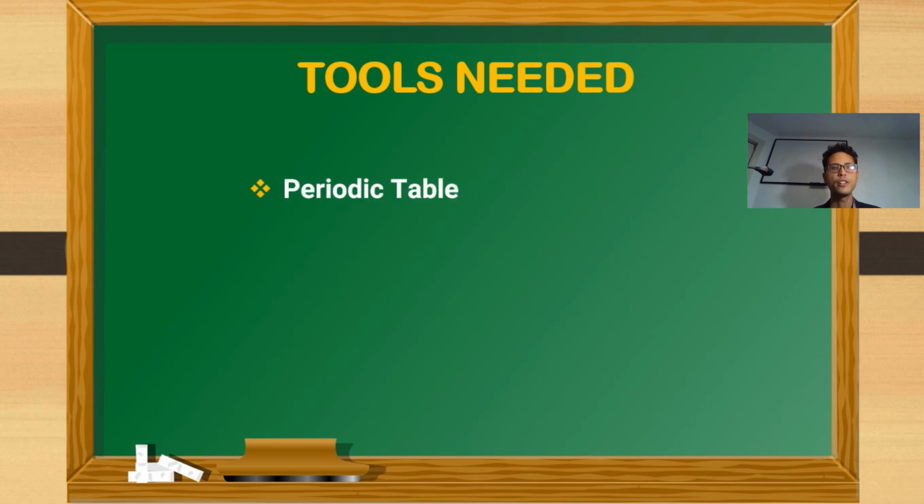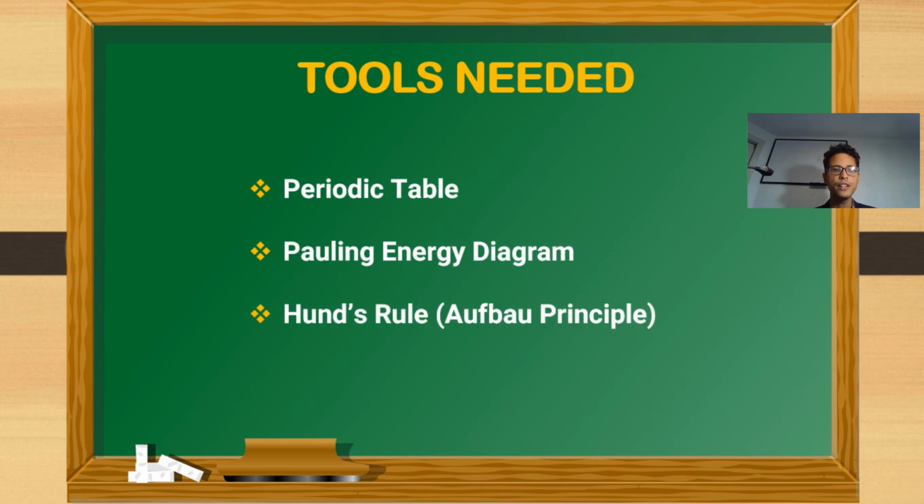They are, first, definitely a periodic table. Then, you're going to need a Pauling energy diagram, which you're going to learn how to draw by yourself in this video. And finally, you have to respect Hund's Rule, which is also called the Aufbau principle.